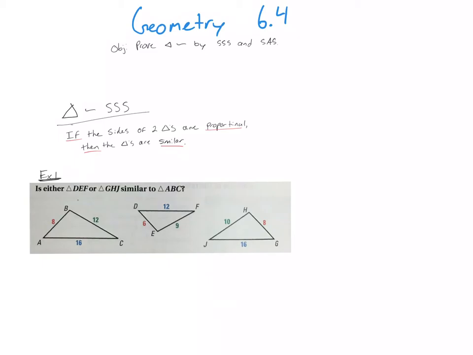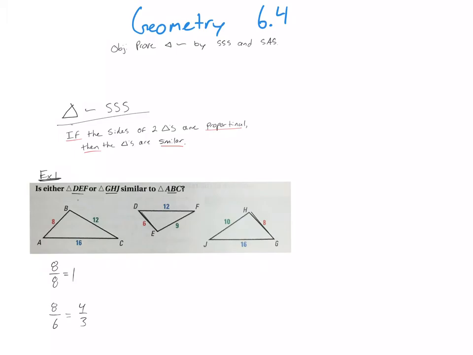So AB corresponds to the GH and the DF. So I'm going to say 8 over GH, which is 8, and that to be 1, and then the 8 over DE, that's right here, over 6, that comes out to be 4/3.